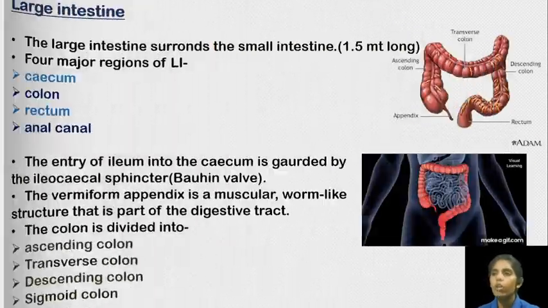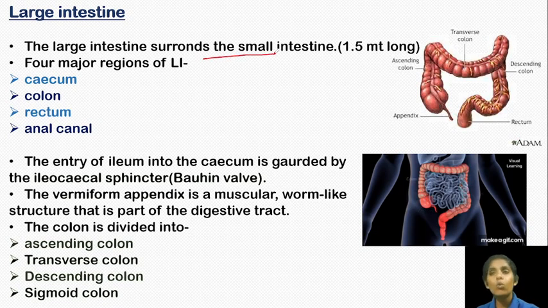Now, coming to the large intestine, the large intestine surrounds the small intestine and it is about 1.5 meters long. Here you can see the cecum, the colon, the rectum, and then the anus. The large intestine is divided into four portions: the cecum, the colon, which is again divided into ascending colon, transverse colon, and descending colon, and then the rectum, and finally the anus.